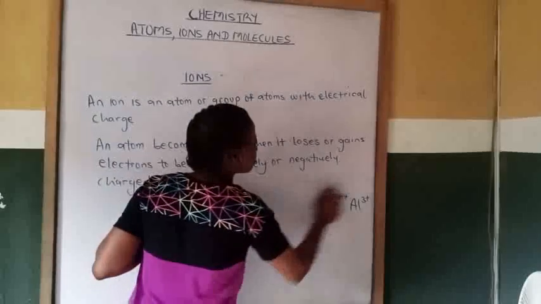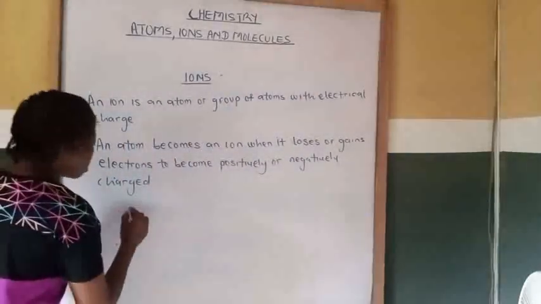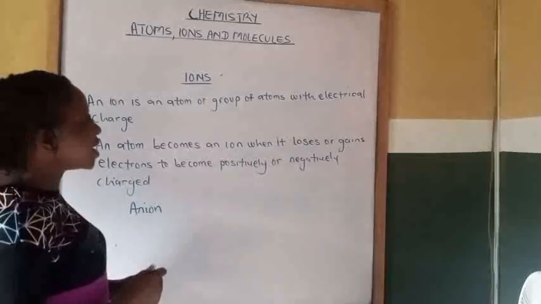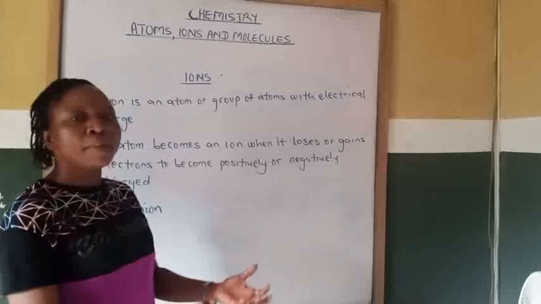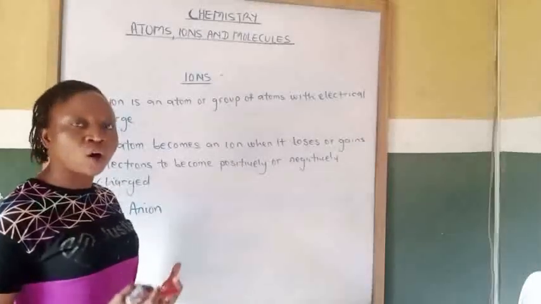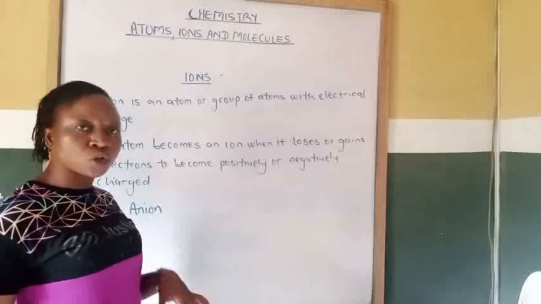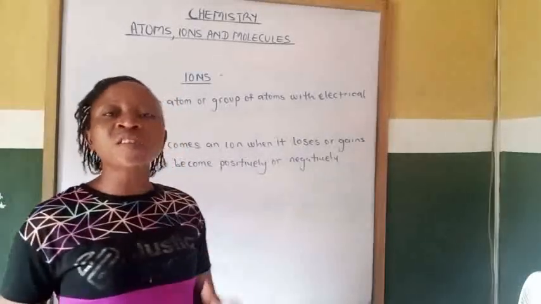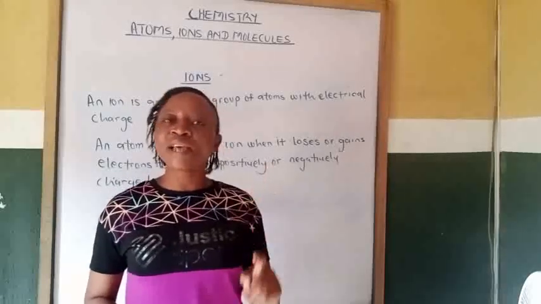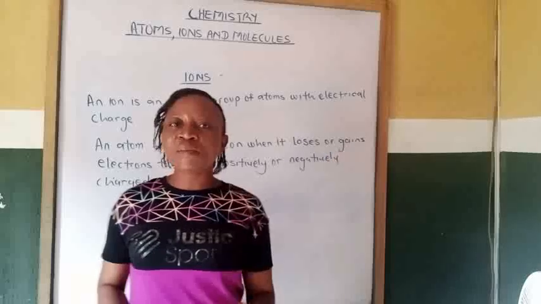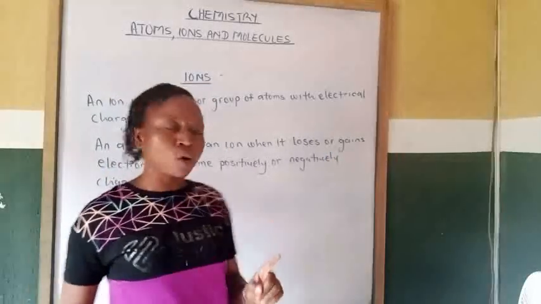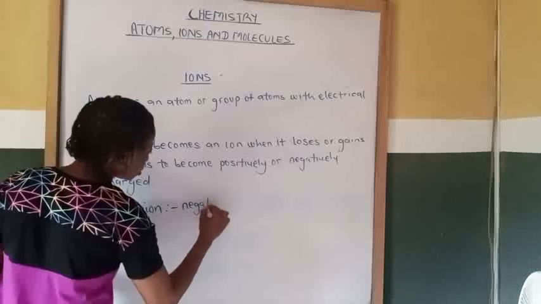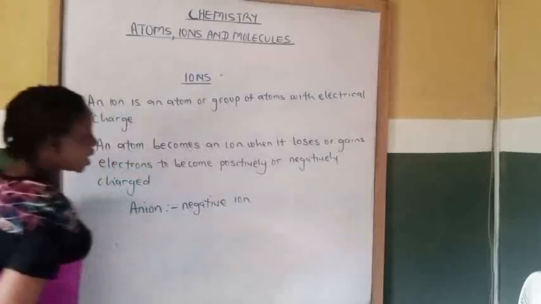So let's proceed to anions. Anions are negative ions. They become negative ions by gaining electrons. That is, they need more electrons to complete their outermost shell. Those elements with 5, 6, and 7 valence electrons are negatively charged. So anions are negative ions.